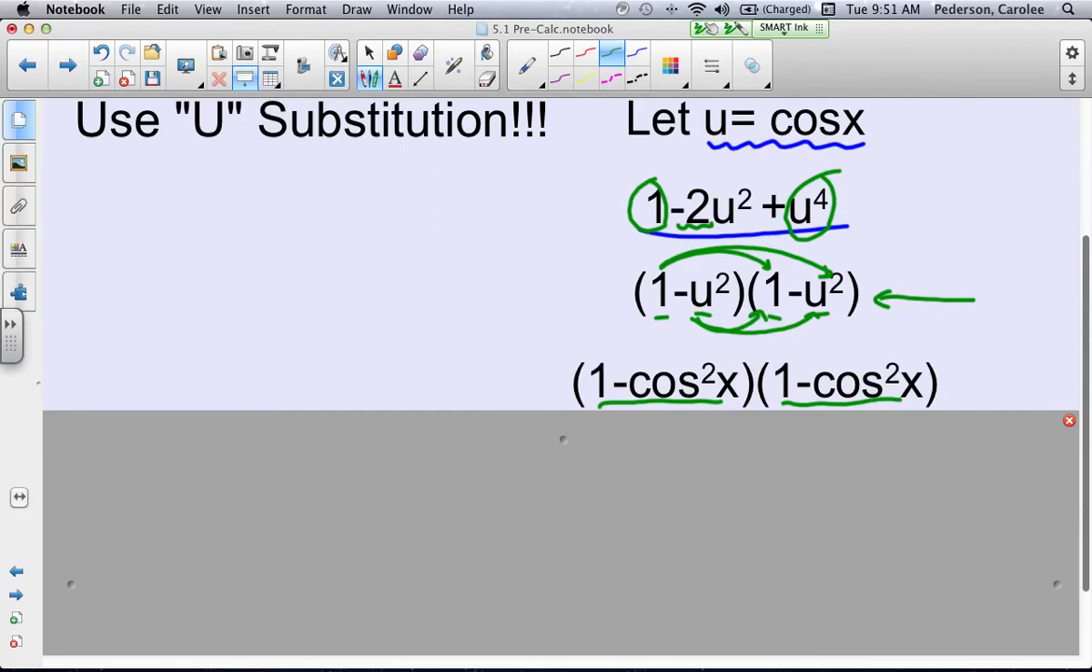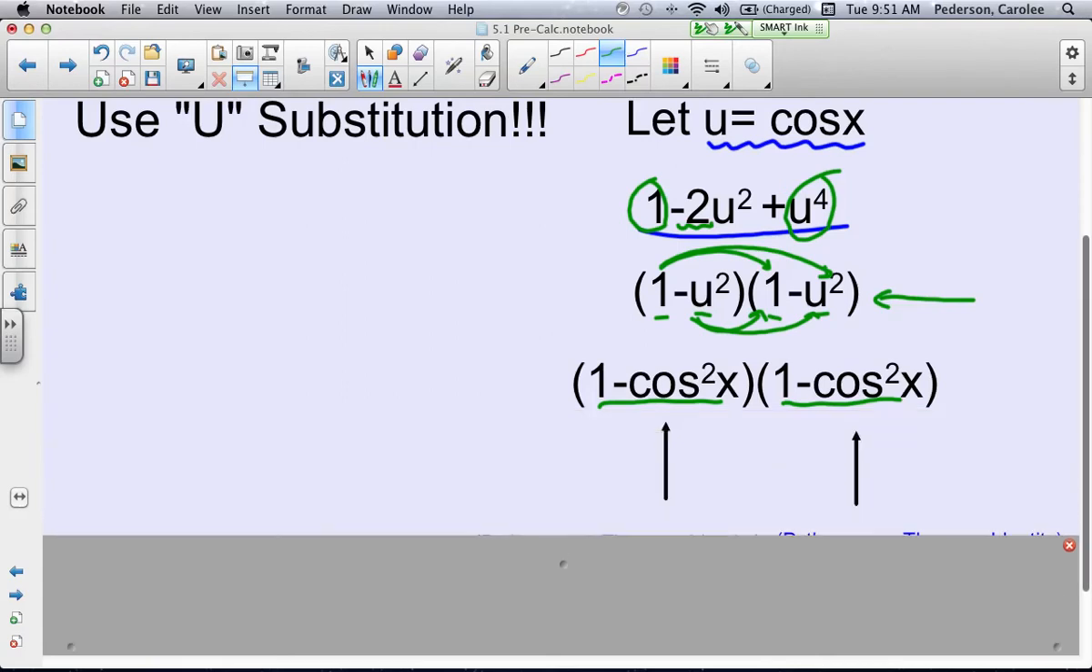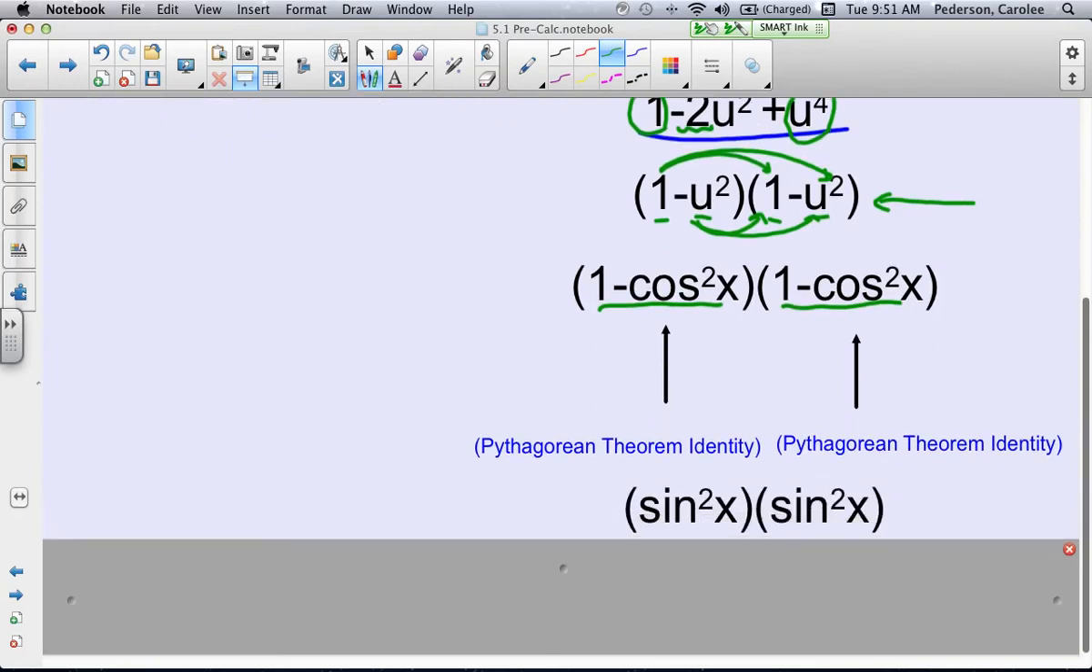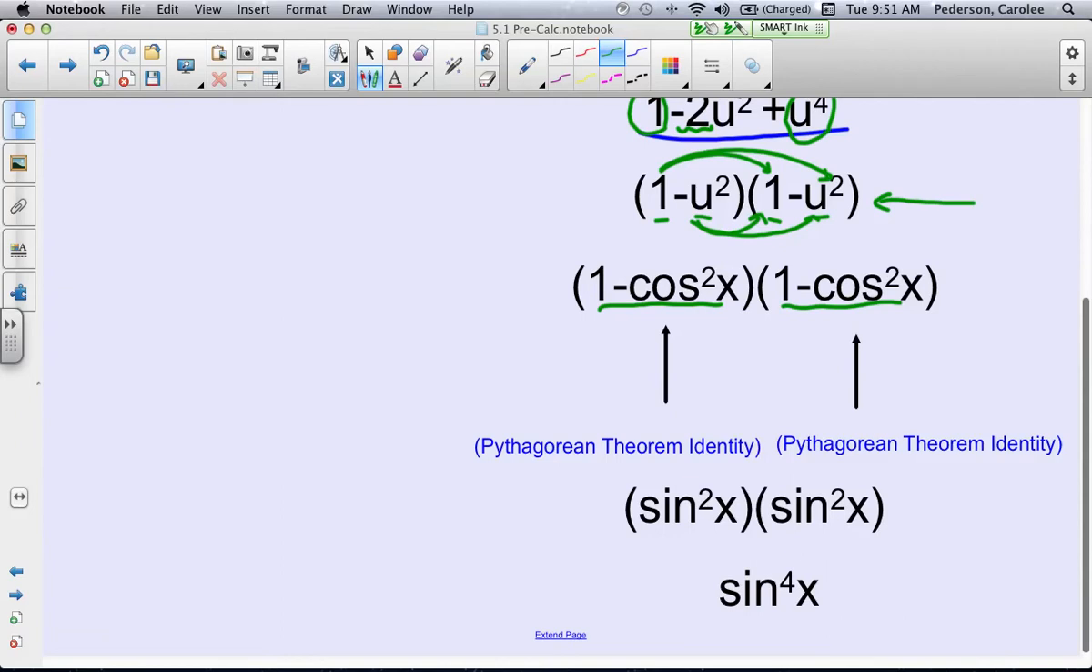Very good. The Pythagorean identity pops into play for both of them. Both of these parentheses are the Pythagorean identity. So I can replace both parentheses with sine squared of x. And now we just clean it up. Sine squared of x times sine squared of x is sine to the 4th of x. And there's our final answer.